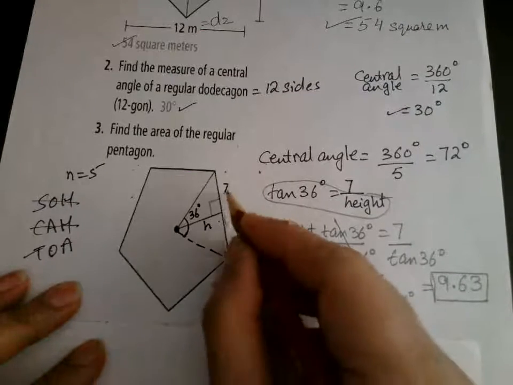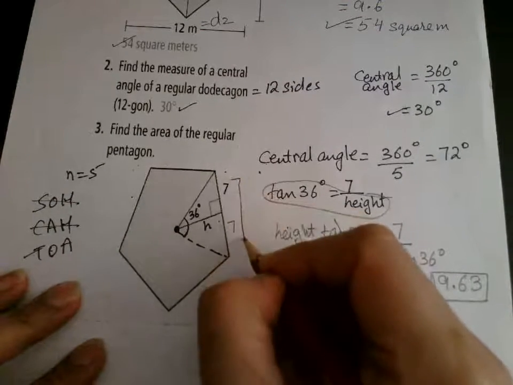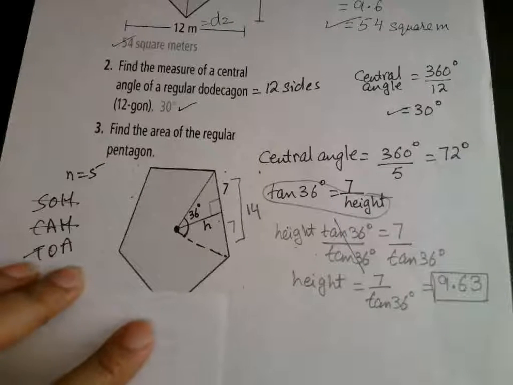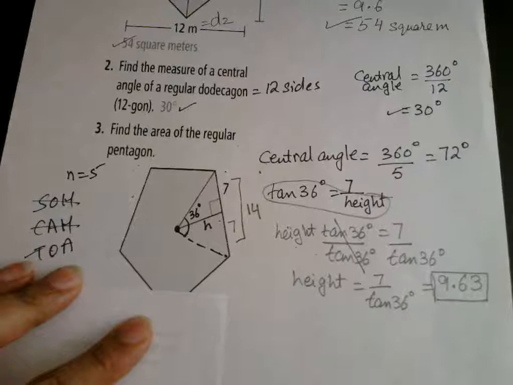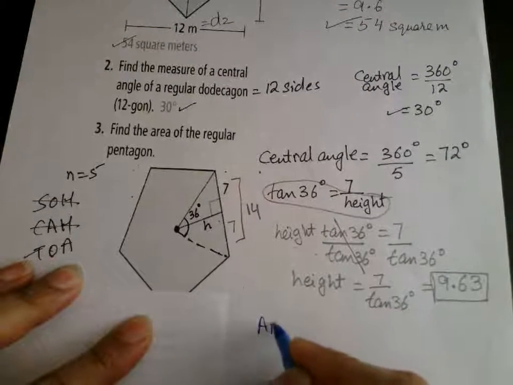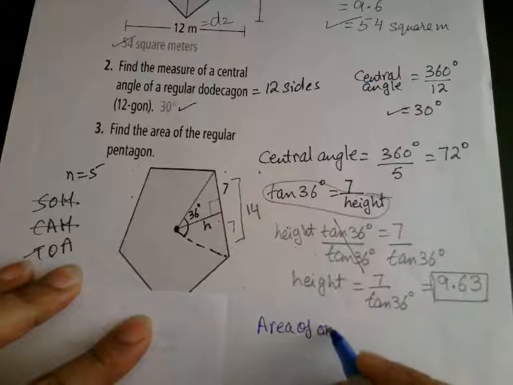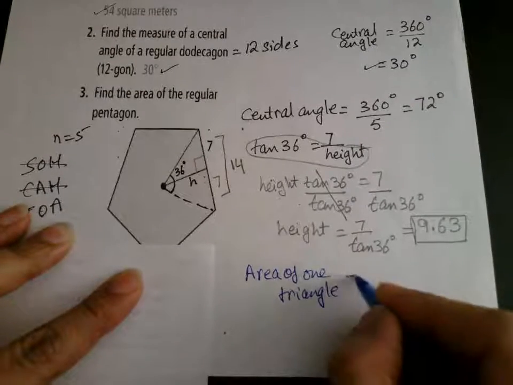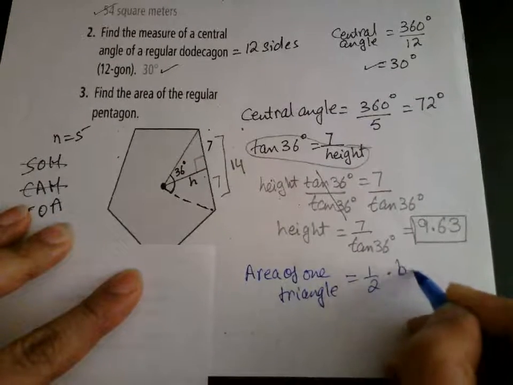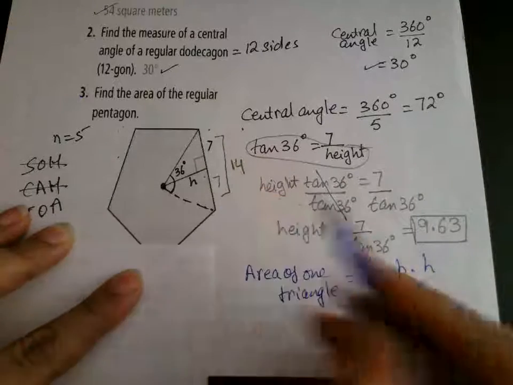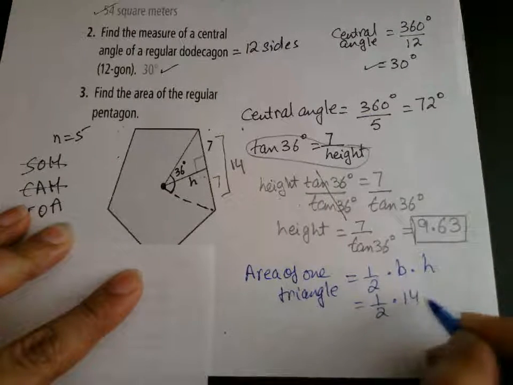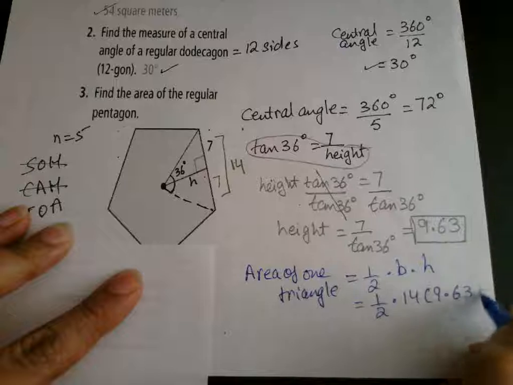So the height is done and this is 7, so this has to be 7. So the total base is nothing but 14. Okay, we have everything. Let's find the area. So the area of one triangle is nothing but half times base times height. Base is 14 and height is 9.63. Half times 14 times 9.63.